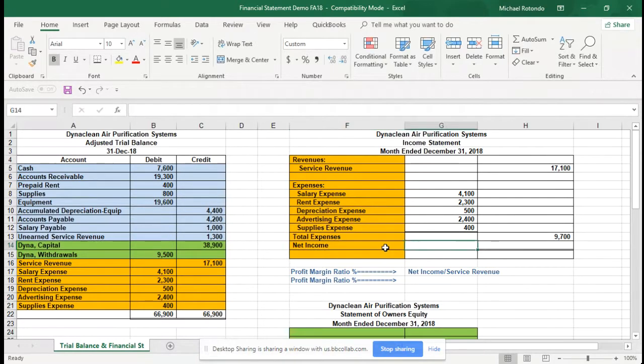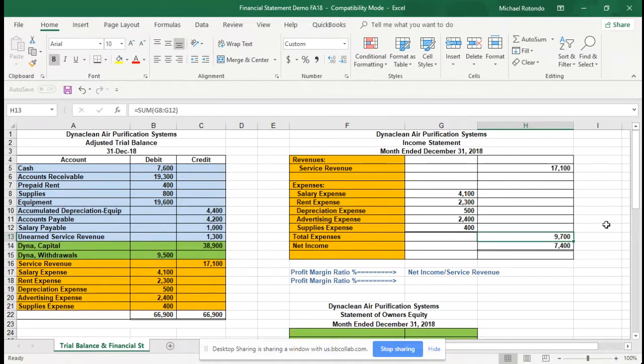So this company was profitable for the month of December. And we can figure out the net income by simply taking the revenue minus the expenses. So they have a net income of $7,400. We should also put a thick bottom border there. So that's the income statement for DynaClean air purification systems for the month of December of 2018.